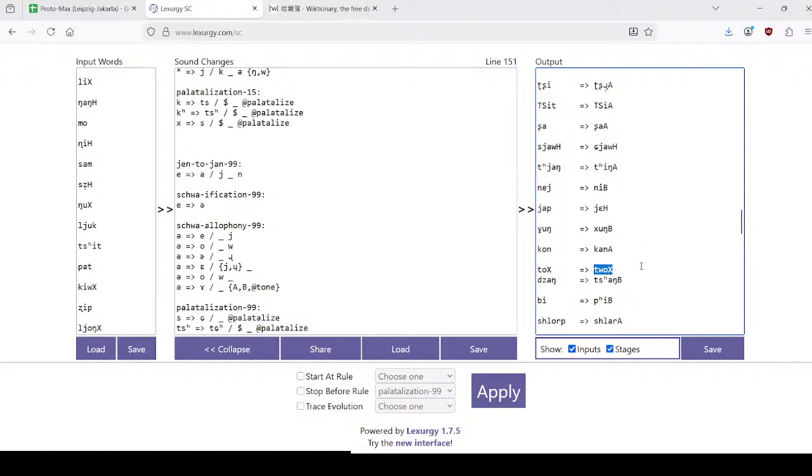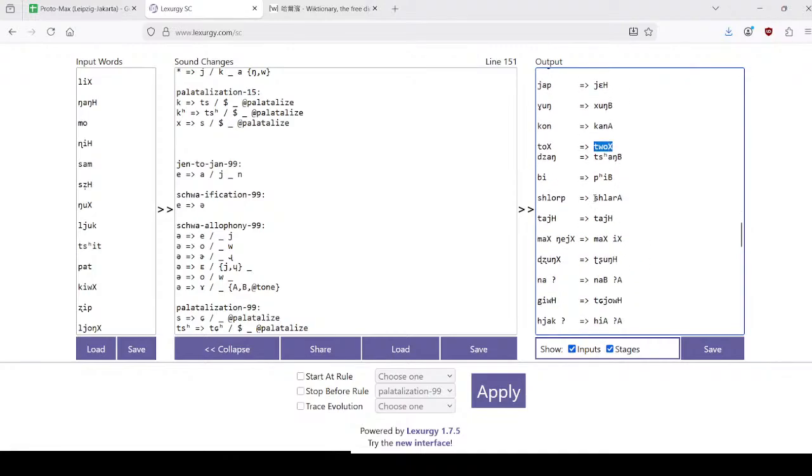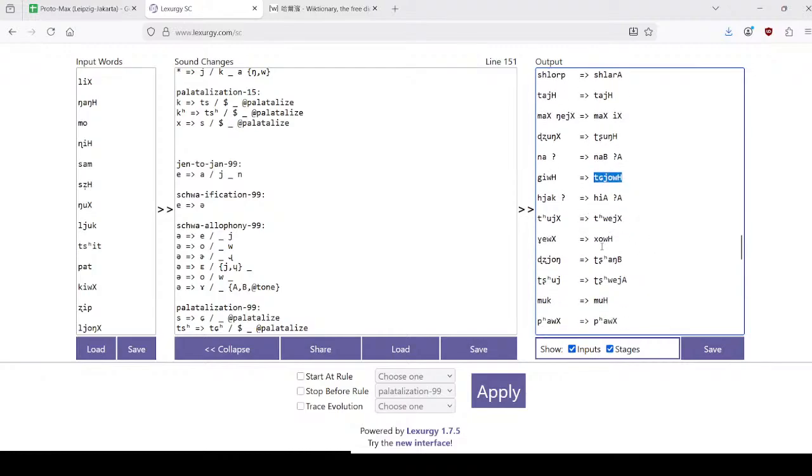And 躲, yeah. Schlar, yeah, totally a word. 就, yeah, 推, 后, yeah, okay, so this is right.